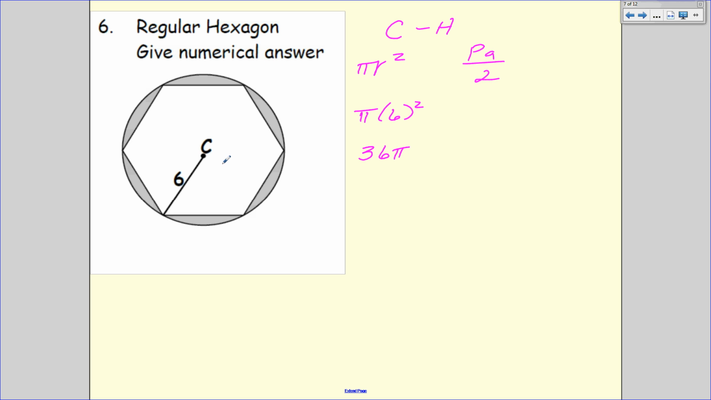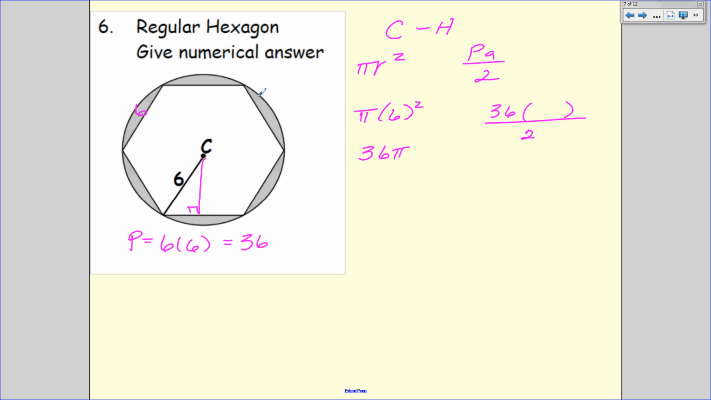So now I need to find the apothem. And if you'll remember the rule, the radius of a hexagon is the same as the side of the hexagon. So that means I can find my perimeter, because if there's 6 sides and each side is 6, that makes my perimeter 36. So I know the perimeter is 36. So what I need to do is find the apothem.